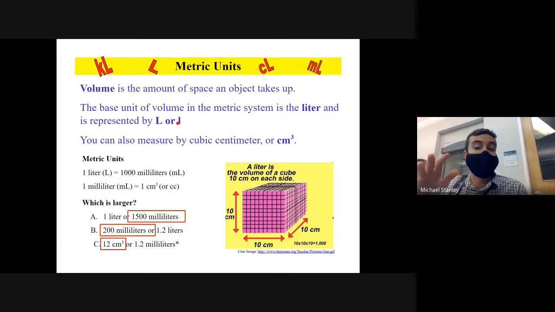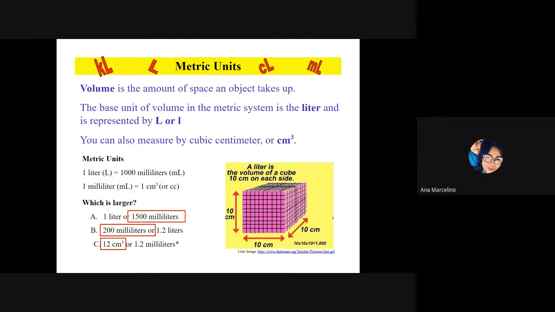All right. Any questions about meters, grams, or liters before we move on? Not so far. No.